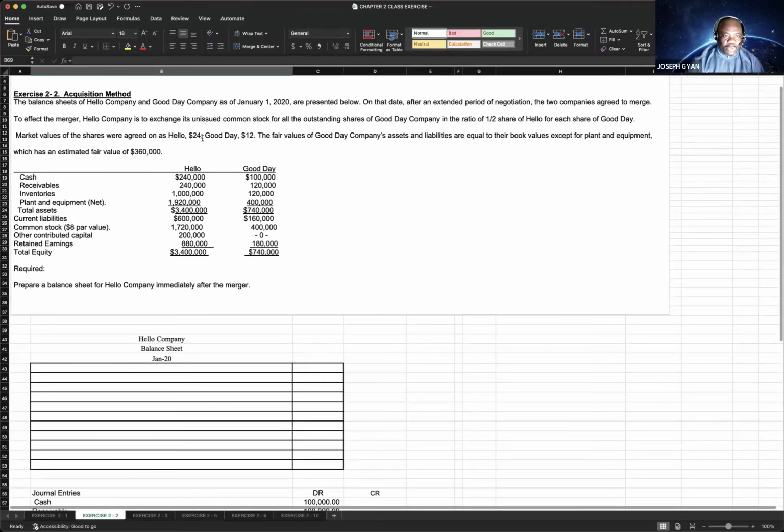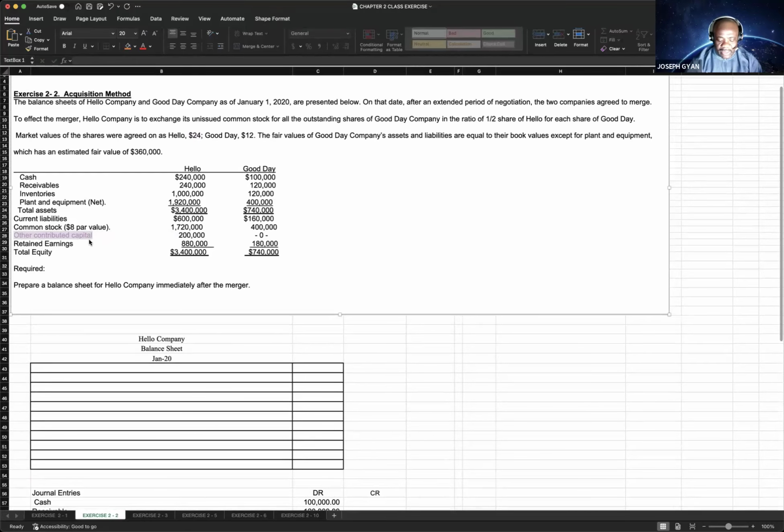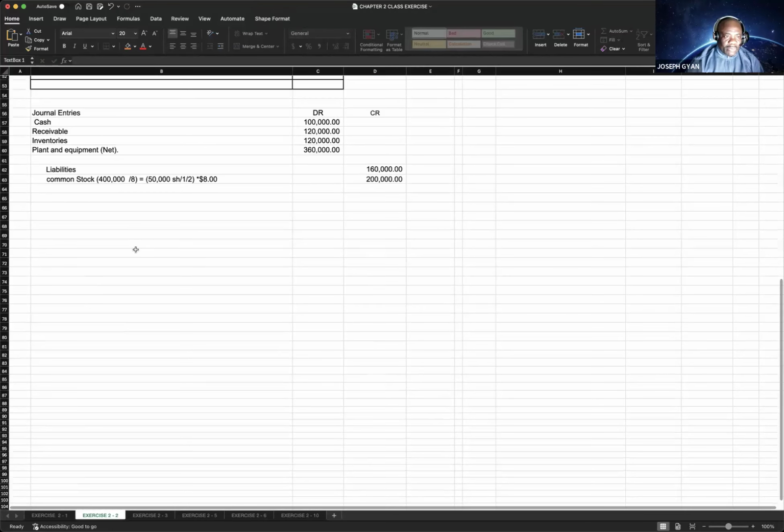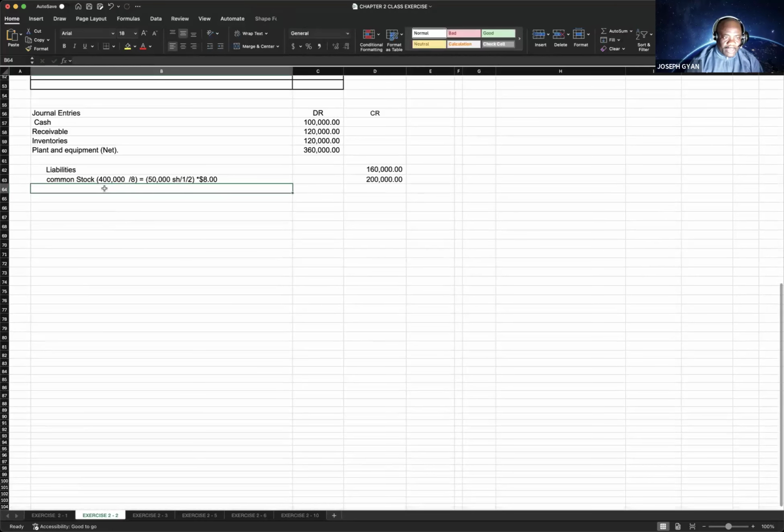But what happened? Our shares are being sold at the what? $24. So we are getting extra money. So we are going to credit the what? The other contributed capital of the extra money that we are receiving, because our company is doing well. So the market value is what? Is up. So here, now it's going to be, can I take only 25,000 shares?